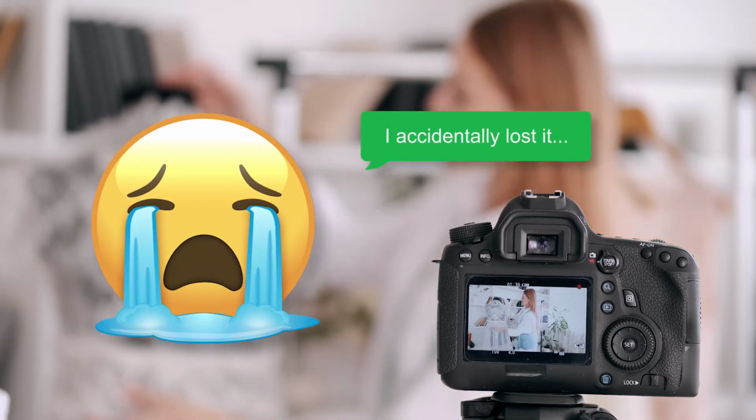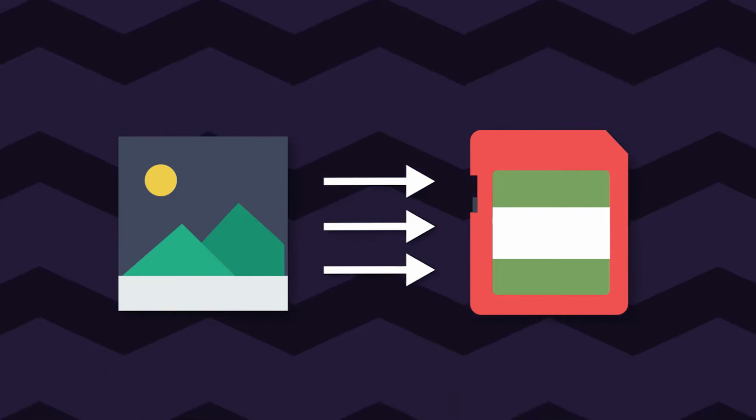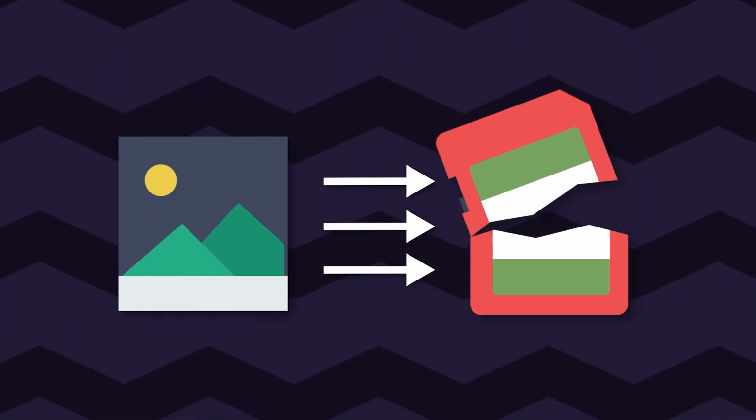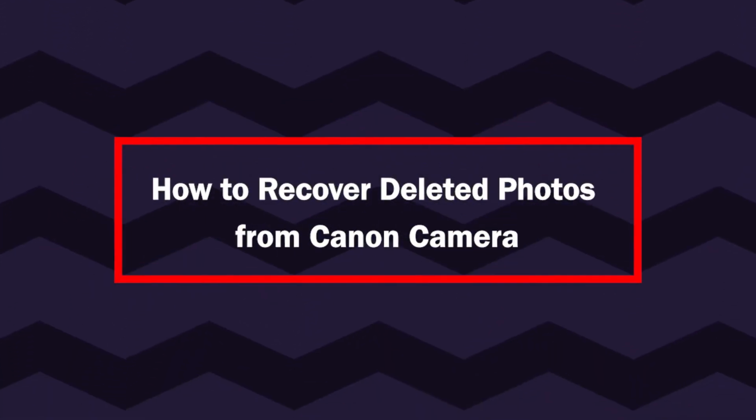But all these good times are easy to lose because Canon photos are stored on an external SD card. SD cards are easy to corrupt and overwrite the data. But don't worry, in today's video, I will introduce two methods to help you recover them.